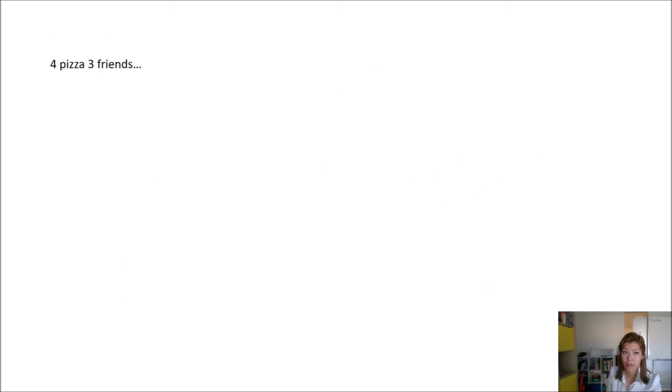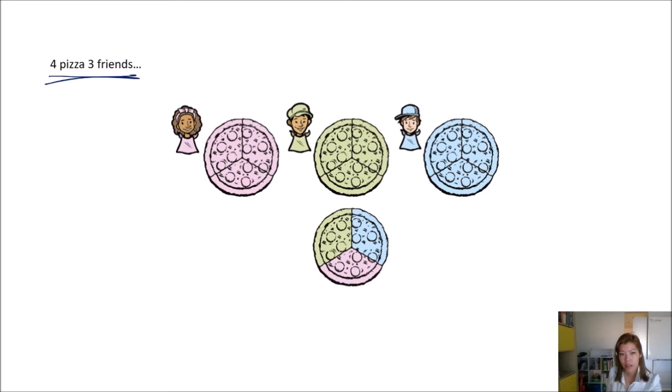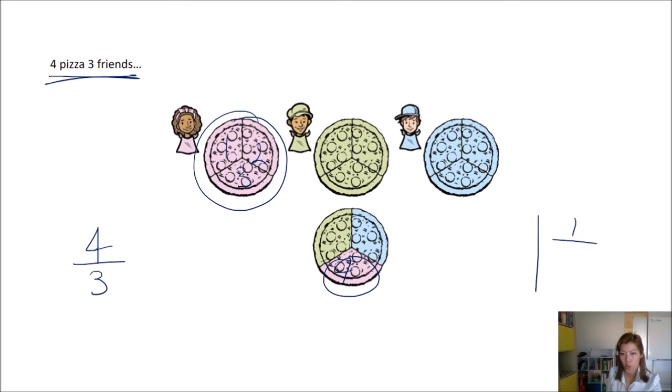What happens if I have 4 pizzas but only 3 friends? So the first 3 pizzas everybody can keep, and the last pizza has to be divided into 3. So now we can write it as each person will have 1, 2, 3, 4 pieces that are the size of thirds. Or in other words, they have 1 piece and 1/3, 1 whole pizza and 1/3.